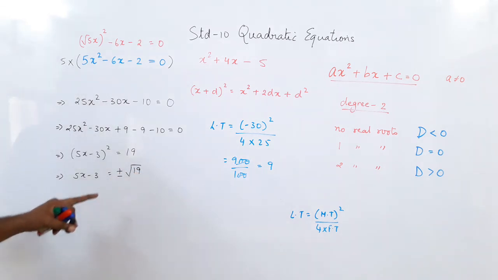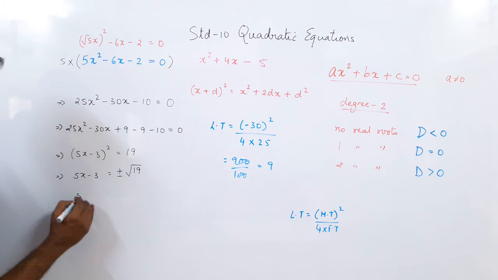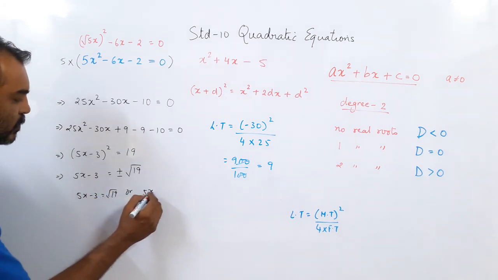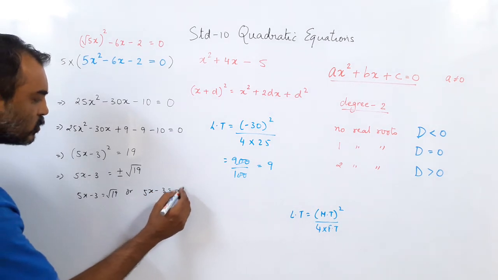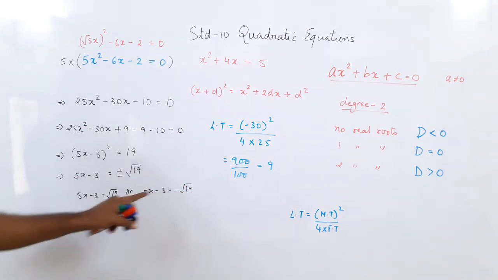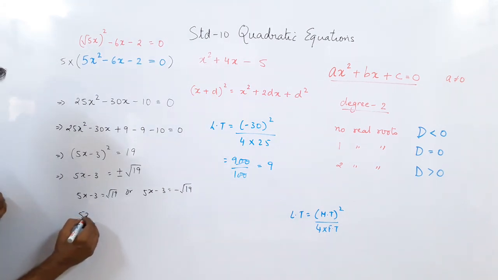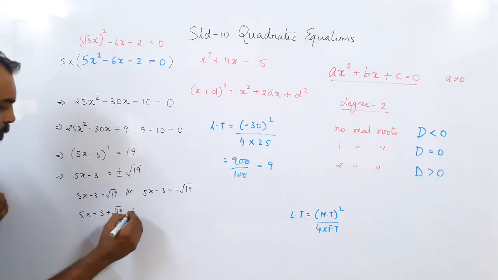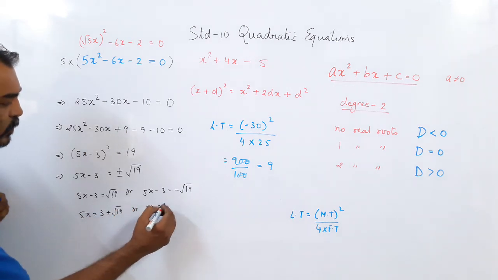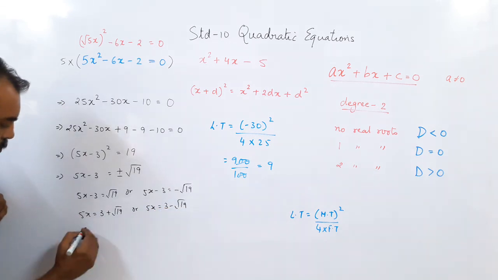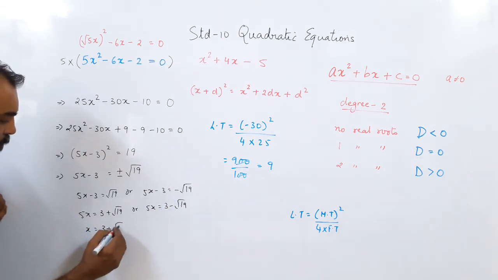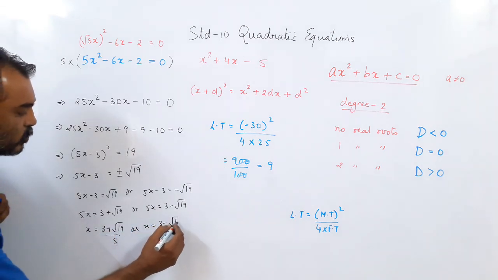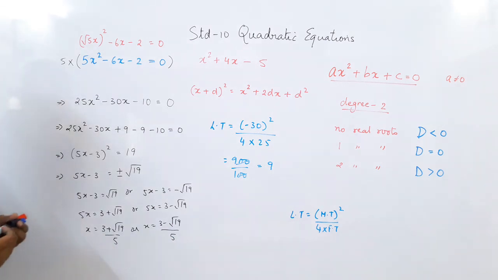Why root 90? Because the square root of 90 is plus minus root 90. So 5x minus 3 equal to root 90, the positive, or 5x minus 3 equal to minus root 90, the negative. So if this is the case, then 5x equal to 3 plus root 90, or 5x equal to 3 minus root 90. So x is equal to 3 plus root 19 upon 5, or x is equal to 3 minus root 19 upon 5. So these are the two roots.